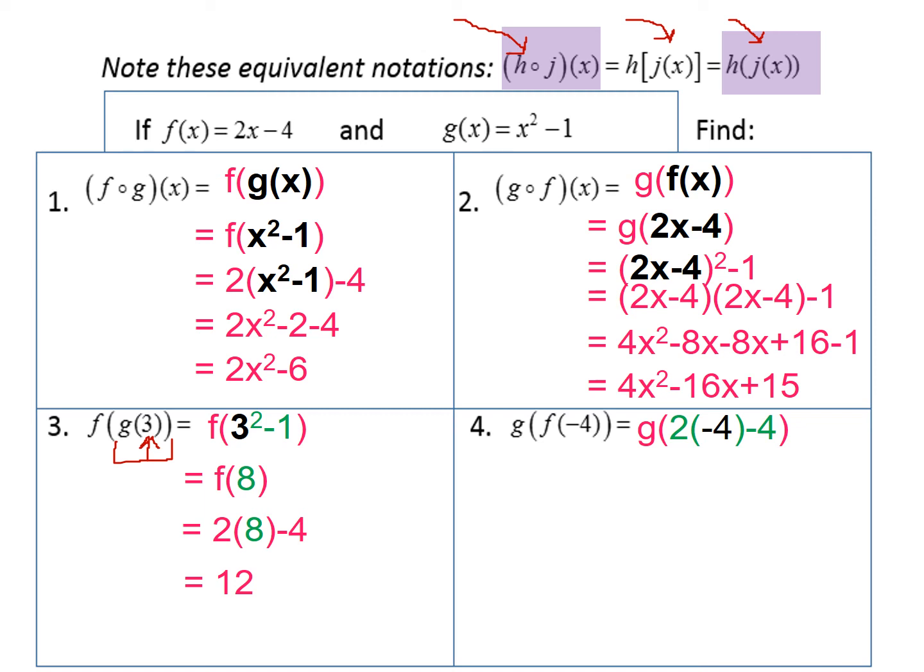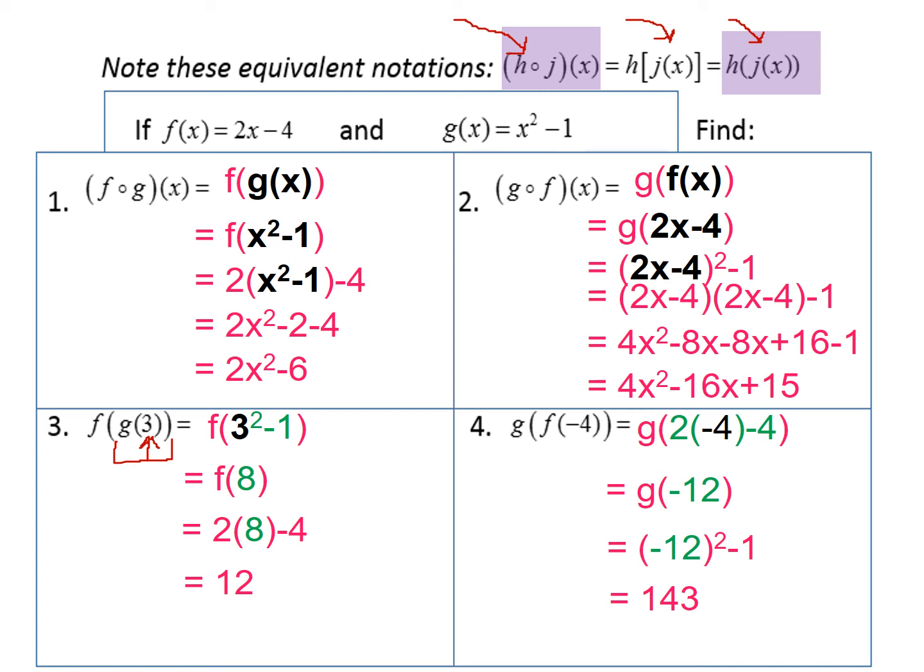Let's take a look at the next one. We're going to start with our f function, and we're going to drop in a negative 4. So I'm going to replace my x value with a negative 4. So it's 2 times negative 4 minus 4, which is negative 12. I'm going to take my negative 12 and drop it into the g function, and I get negative 12 squared minus 1. Negative 12 squared is 144, and 144 minus 1 is 143.